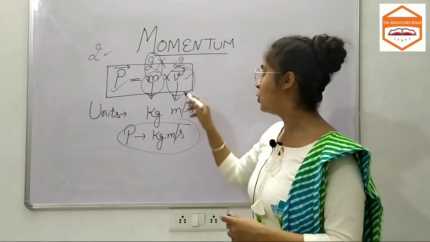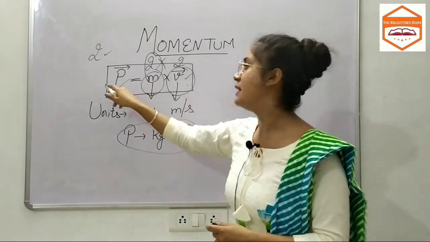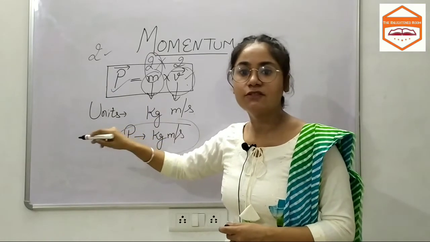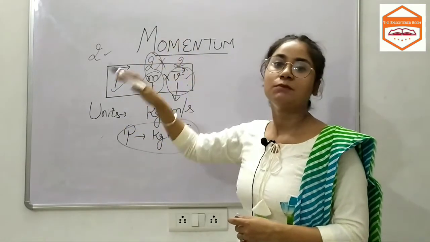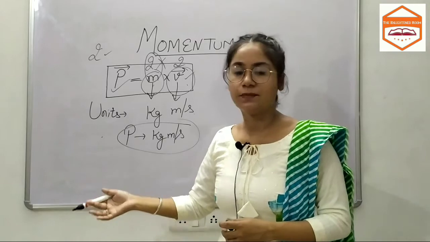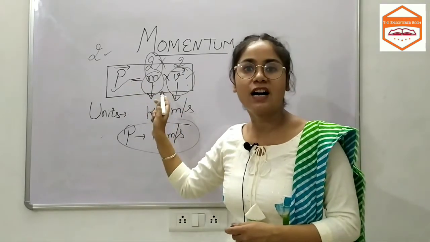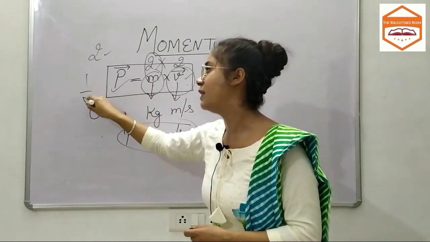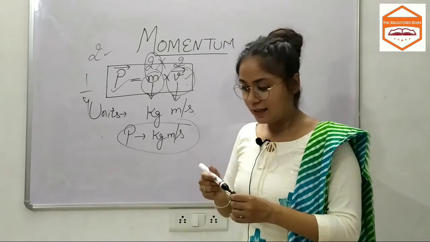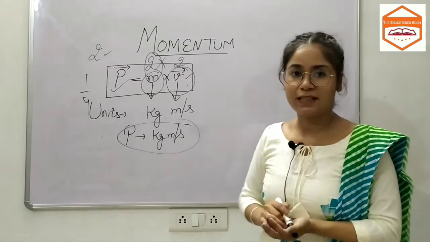Okay, so if both are reduced to half, momentum would also get reduced to half, and if both are doubled, momentum will become 4 times. Well, when both are reduced to half, momentum will become 1/4. Okay, so this is about momentum.